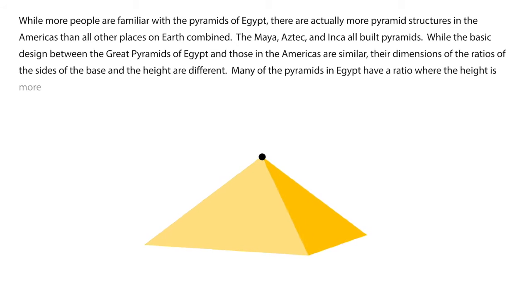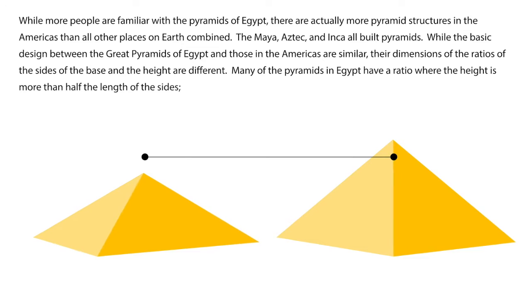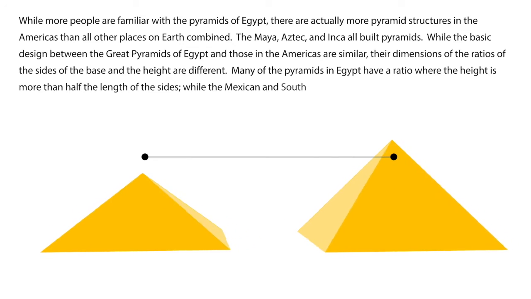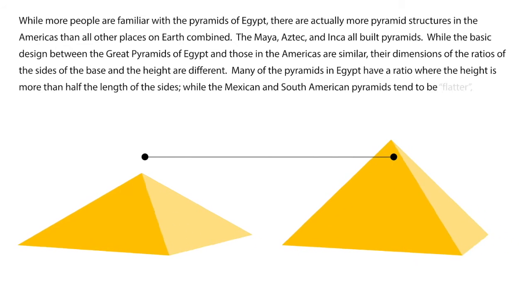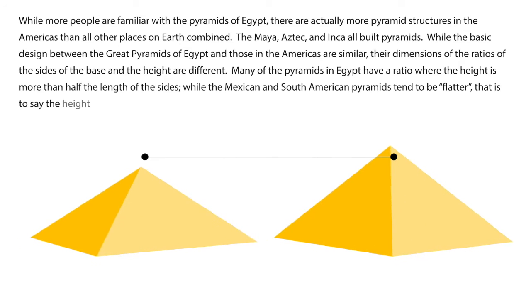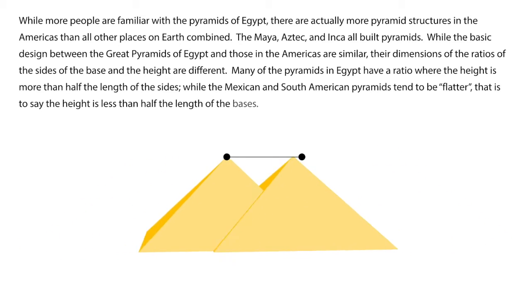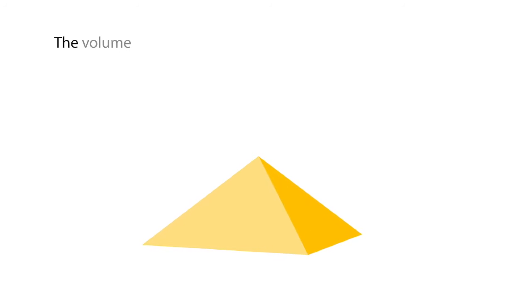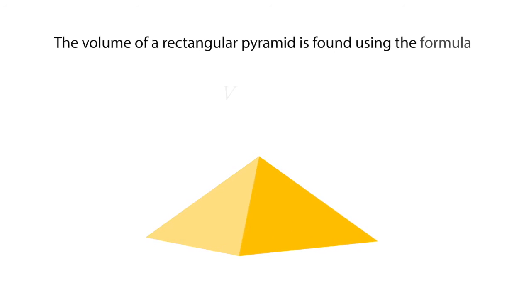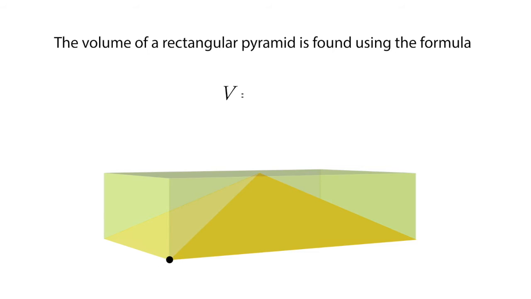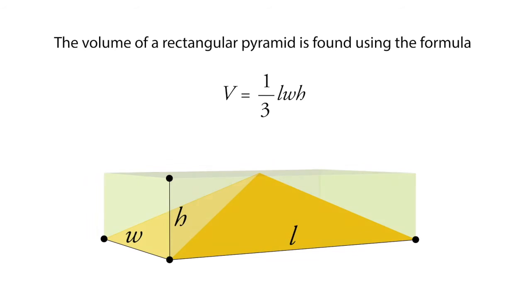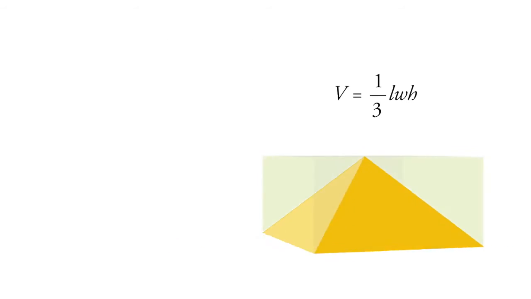Typically, the height is more than half the length of the sides of the base, while the Mexican and South American pyramids tend to be flatter. And by that I mean that the height is less than half the length of the base. So the volume of a rectangular pyramid is found using the formula V equals 1/3 times length times width times height. Now that's just what we saw before, right? It's 1/3 times the rectangular solid volume that it would be otherwise if the whole thing was a solid block.